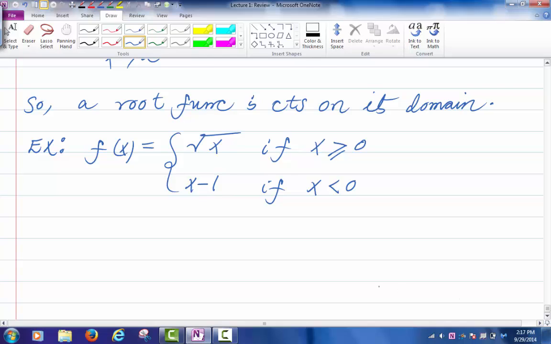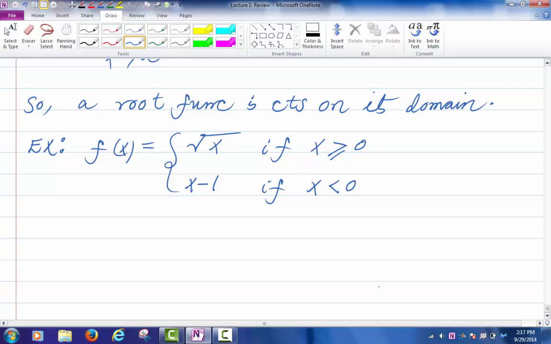Okay, so this is not a root function, but where is this guy continuous? Well, if you think about it, just think about when x is positive. When x is positive, the function is only given by root x, and root x is continuous on its domain. So when x is positive, the function f is continuous. When x is negative, the function is given by a polynomial.